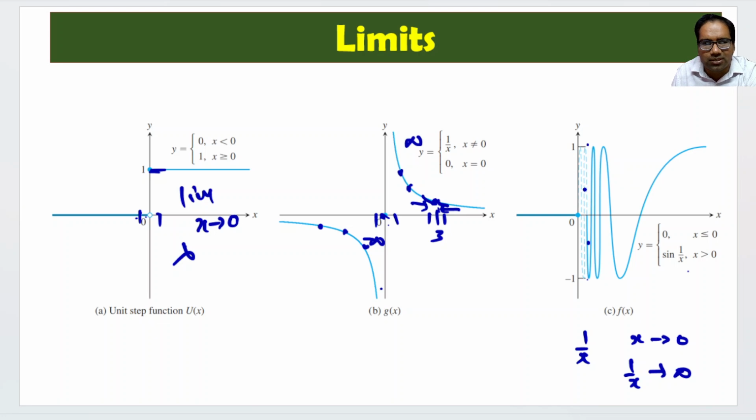As it comes closer and closer, the fluctuation increases a lot. So we never know to which point it is approaching. So here also limit is not possible. In all the three cases, limit is not possible.